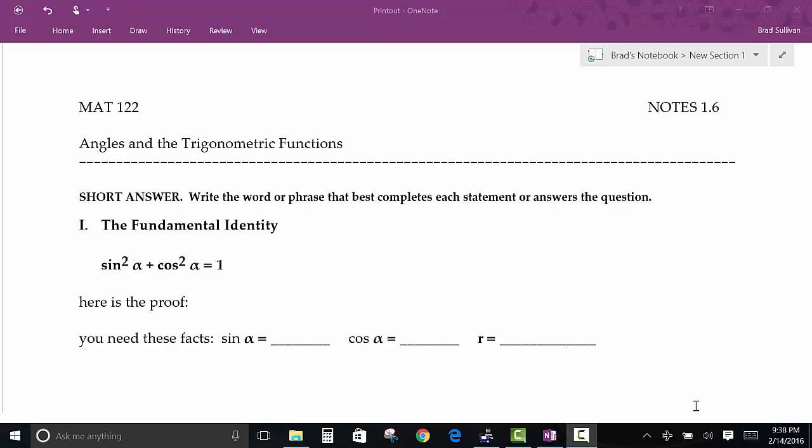What we're going to look at in a very short section on this 1.6 is a few identities.